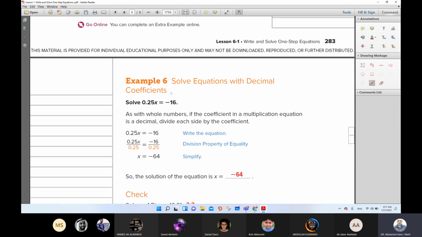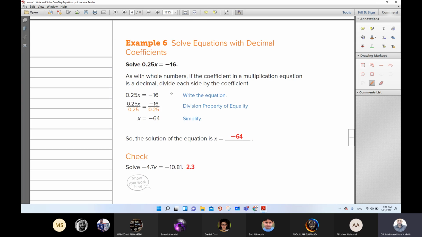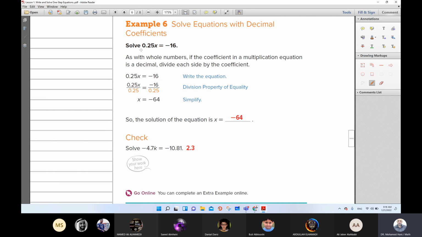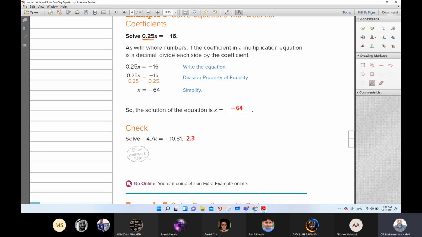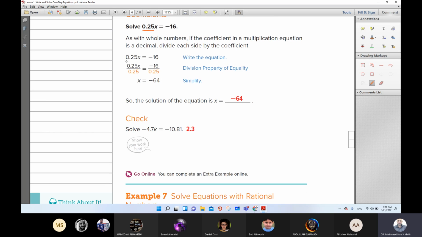Solve equations with decimal coefficients. As you see here, we have to solve 0.25x equal negative 16. The coefficient here is a decimal. As with whole numbers, if the coefficient in a multiplication equation is a decimal, divide each side by the coefficient. So rewrite the same equation, 0.25x equal negative 16. To solve this equation, determine the coefficient here, then divide the two sides by the same coefficient.